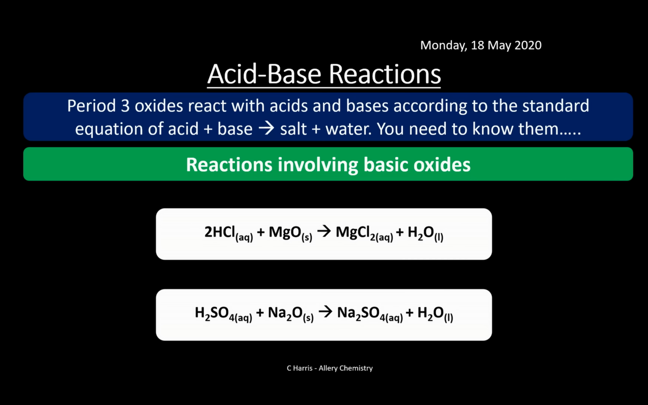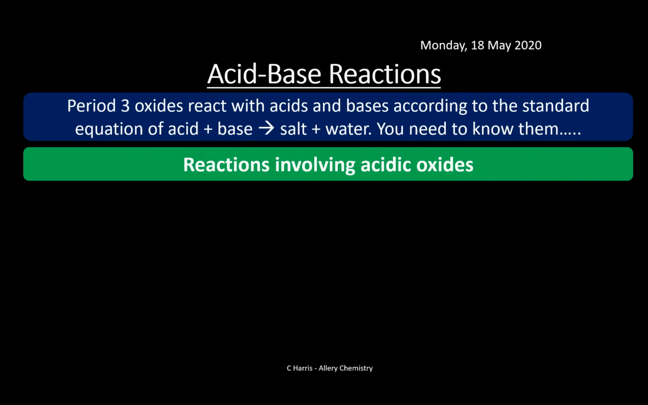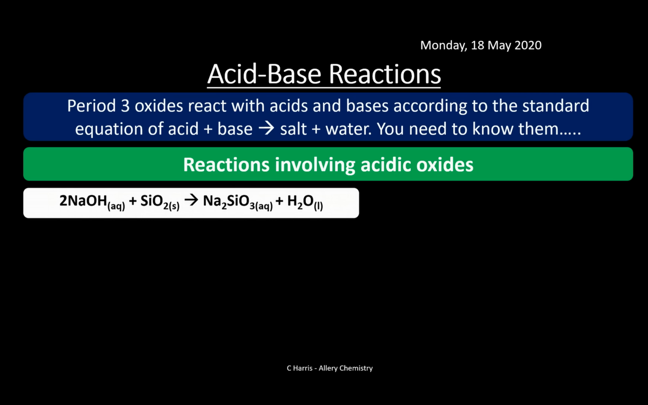So let's have a look at how these reactions look for acidic oxides. Let's look at silicon. Remember, silicon dioxide, although it's insoluble in water, does react with bases to produce salt and water. So here we've got sodium hydroxide as a base, and that's going to react with silicon dioxide, which is this structure here, and that's going to form our sodium salt, and we're going to form H2O as well. So similar process here, similar type of reaction. Acid plus base gives salt plus water.